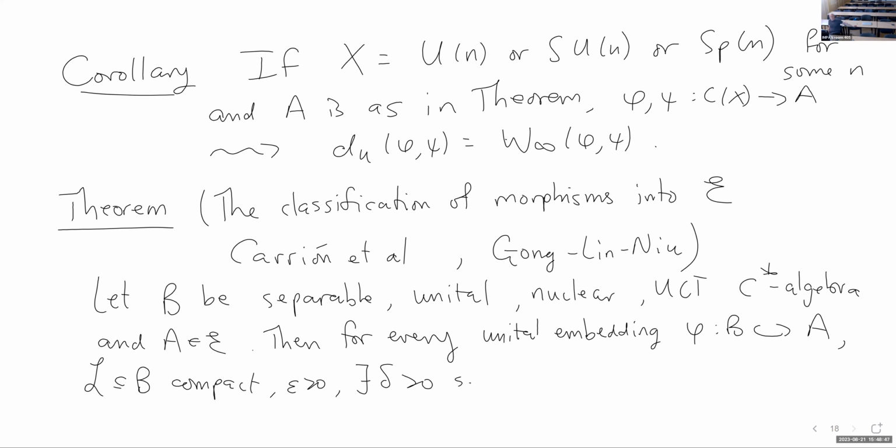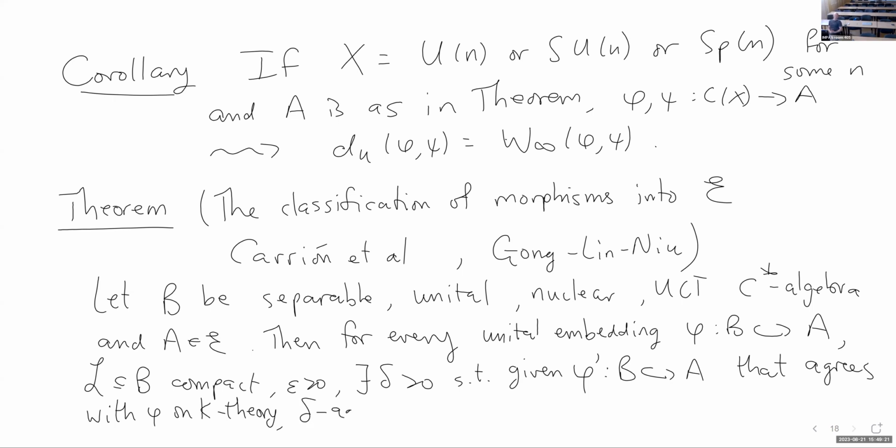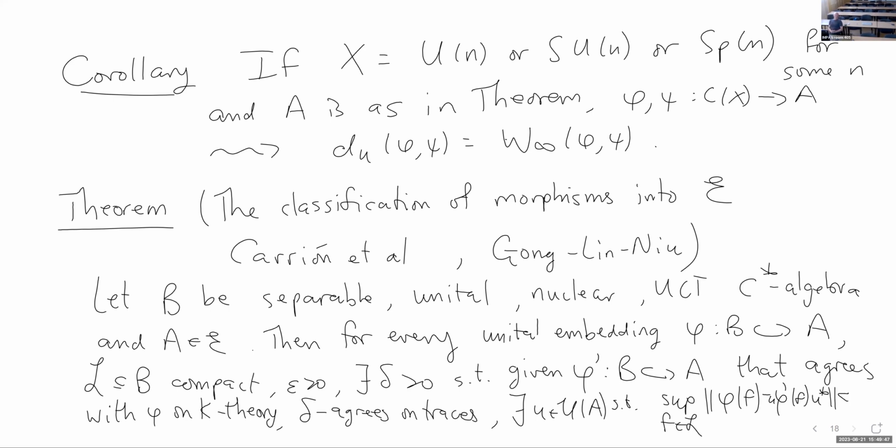So such that given another unital embedding phi prime from B into A, so that, we'll vaguely phrase it like this, it agrees with phi on K theory and agrees up to delta on traces. There exists a unitary U such that the supremum over f in L of the norm of phi(f) minus U phi prime(f) U star is less than epsilon.